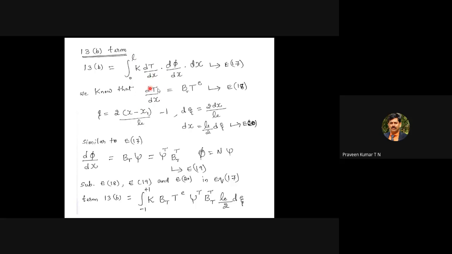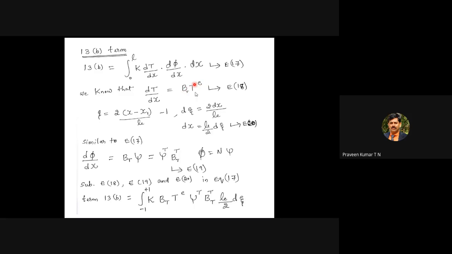The rate of change of temperature along the x direction, or the heat flow direction, is given by B transpose into T. In the starting of the heat transfer topic, we derived the B transpose matrix. We can refer to that derivation, which is already given in the notes. dT by dx is given by B transpose into Te, where T is the temperature vector. The B matrix is also known. B matrix is given by 1 by Le [-1 1].